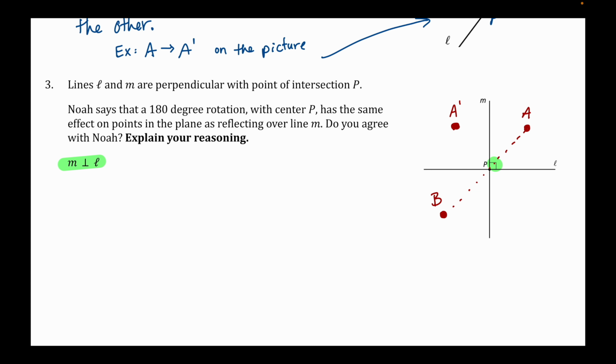So a reflection would move it across line M, creating that perpendicular bisector. But this one, essentially this whole line would rotate 180 degrees, and it would have to maintain its distance from point P here. So that's what we're going to put in some words. So, how best to word this? We'll say Noah, I do not agree with Noah.